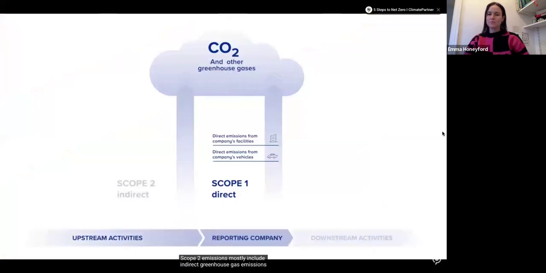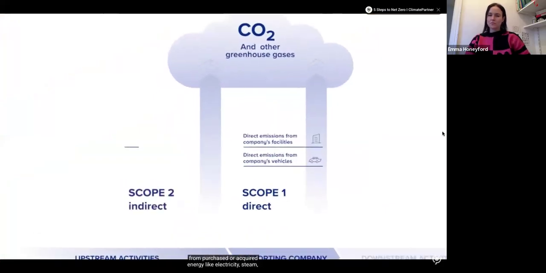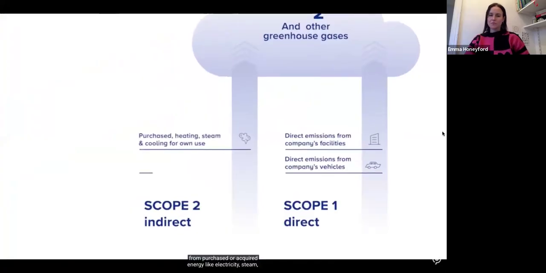Scope 2 emissions mostly include indirect greenhouse gas emissions from purchased or acquired energy like electricity, steam, heat or cooling, generated off-site and consumed by the reporting company.